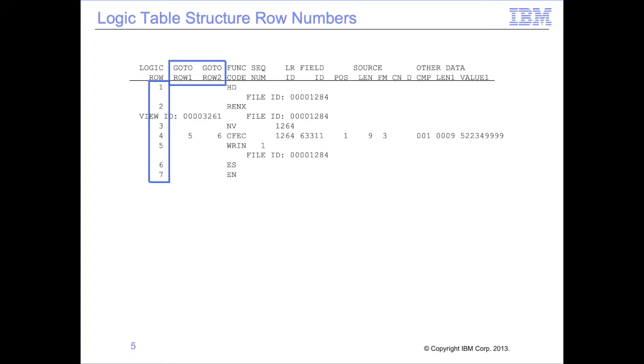The goTo row 1 and the goTo row 2 specify which next logic table row should be executed based upon logic test results. Most often, goTo row 1 points to the row to be executed on a true condition, often the next sequential row, and goTo row 2 points to the row to be executed on a false condition, often skipping one or more rows.